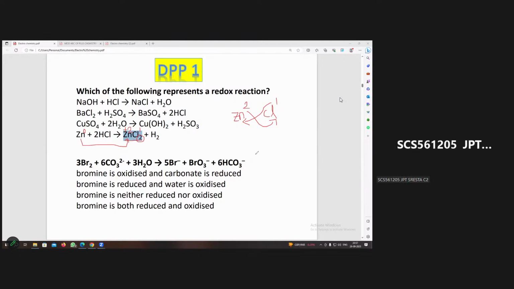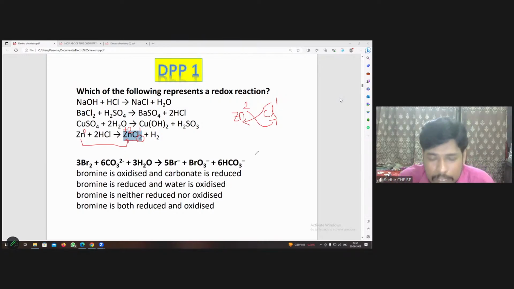Sir, once please repeat the second one. The second statement: the sum of oxidation numbers of all the elements in an ion is equal to the charge present on the ion.